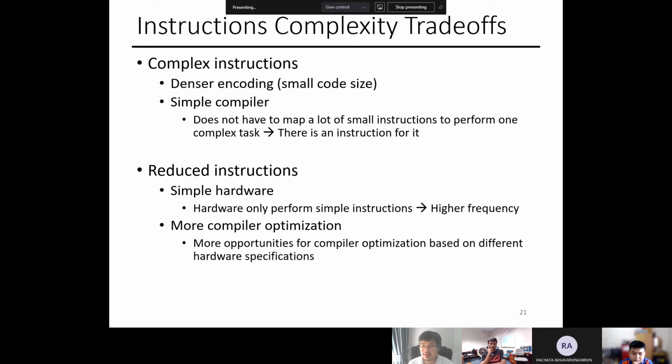For the reduced ISA, it simplifies the hardware. And then it allows more room for the compiler to optimize your code because it basically maps to the RISC ISA, simple instructions: add, multiply, shift, XOR, right? So it allows more opportunity for the compiler to optimize your code. And these days, this is actually good because the compiler can do a lot of things.